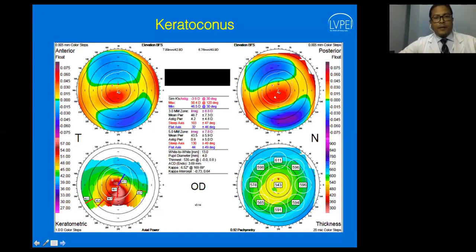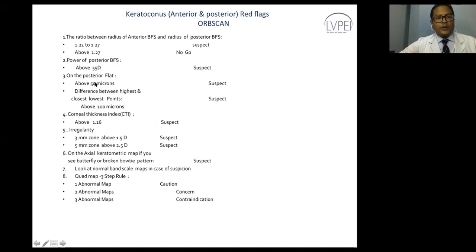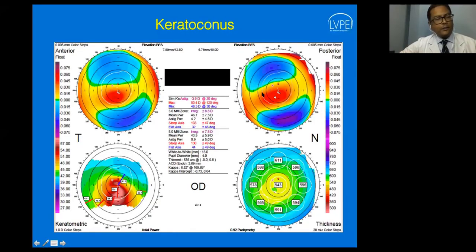Then the other parameter that one should look for is that on the posterior float, there will be a high point which is demarcated by the red color and there will be a low point which will be by the deep blue or the violet. So when you add up these two, this should not go above 100.